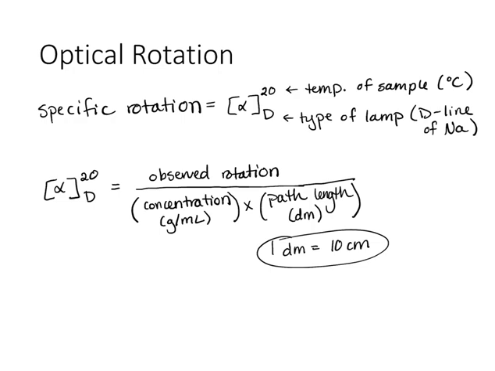All right, so let's plug in some symbols for each of these different factors for specific rotation. So observed rotation is given the symbol alpha. And then concentration is given the symbol C, and path length is given the symbol L. So this might look pretty similar to Beer's law, if you remember that from general chemistry. And it is pretty similar. We're still dealing with a measurement of light.